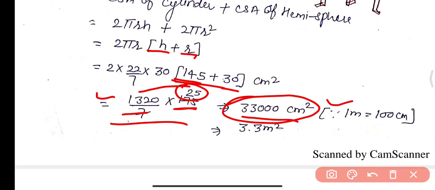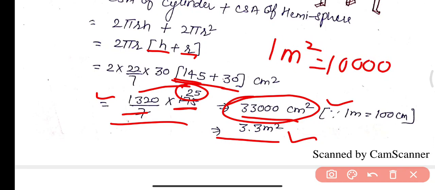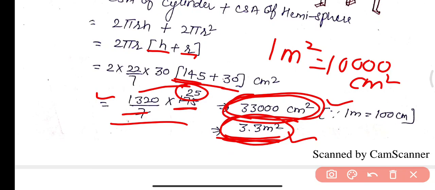So now as we know that 1 meter equals 100 centimeters, so 1 meter square will be 10,000 centimeter square, or we can say 1 centimeter square will be 1 by 10,000 meter square. So this will be 3.3 meter square. Keep in mind 1 meter square will be 10,000 centimeter square. So 1 centimeter square will be written as 1 by 10,000 meter square. So divide this value by 10,000. This will be converted into meter square, and this will be 3.3 meter square.